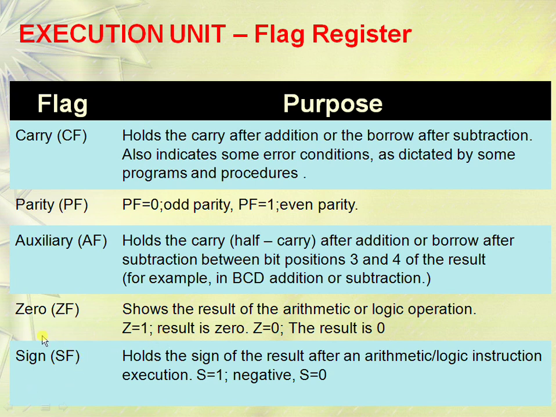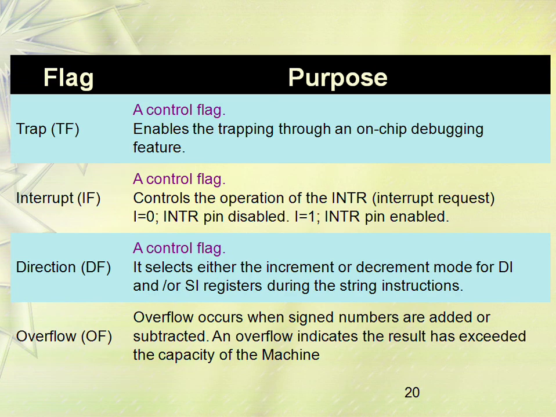And then sign flag. Now if the result is a negative number, then this particular bit will become 1, indicating that the result is a negative number. If the result is positive, then it becomes 0. And this flag is considered when we are doing some signed operations like signed addition or signed subtraction.